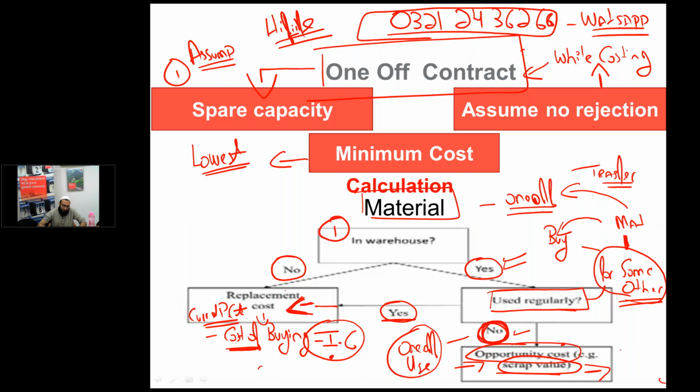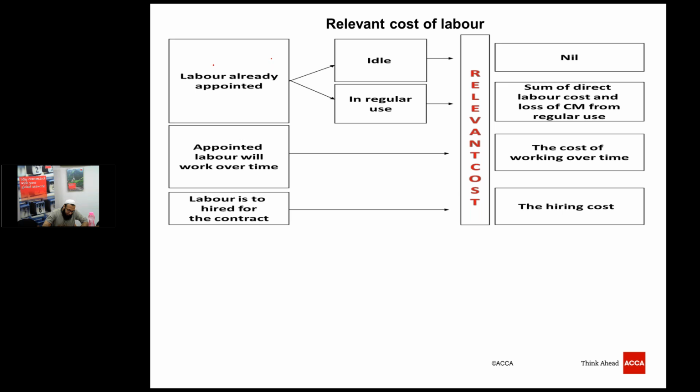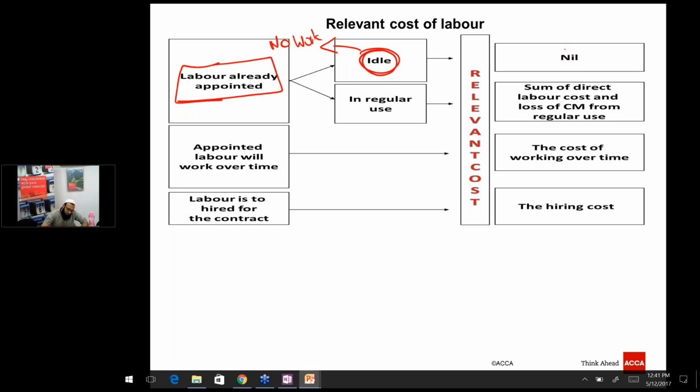Now the same goes for labor. If you have labor already appointed and it's idle, which means he doesn't have any work, but you are paying that labor, now if you use the labor for a one-off contract, then the relevant cost will be 0, because this is committed cost.